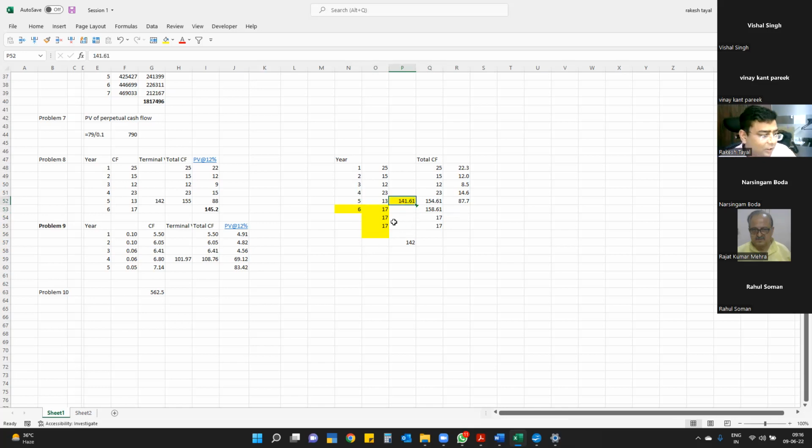I do it because if I want the interest, or I want 17 rupees, at the end of the 6th year, then I should have the principal amount at the end of year 5. And that's why, to get the present value at the end of year 5, I have to discount it by 5, not by 6. Sumit ji, is it clear?